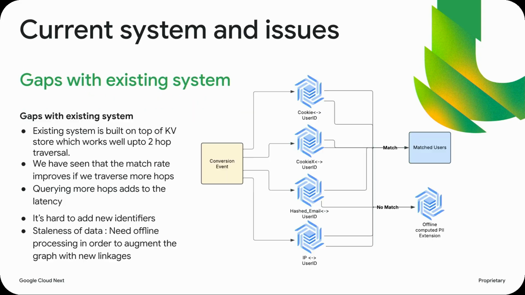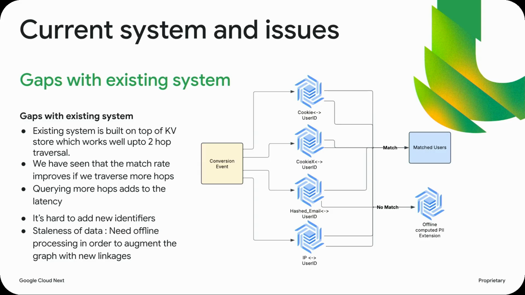So let's go a little into what the current system looks like and what are some of the issues with it. The current identity matching system is built on top of KV stores, which works well up to 2 hops. Here, for example, if we get a conversion event, you can see a bunch of KV stores here, and we try to match that event. If there's a match, great. If there isn't, we do some offline processing to get a probabilistic match. At the end, we can only go 2 hops. We need to be able to go multiple hops at scale to better improve our match rate.